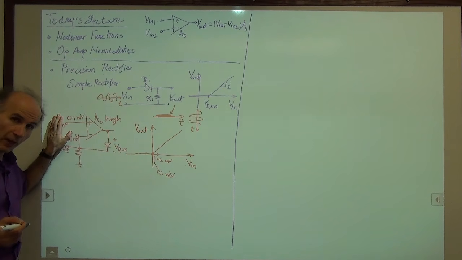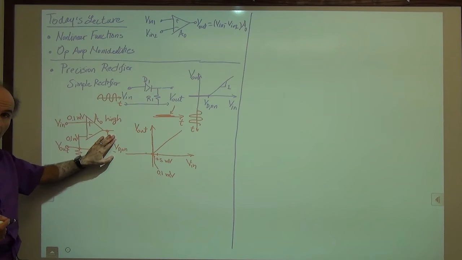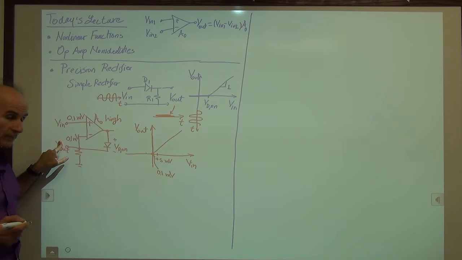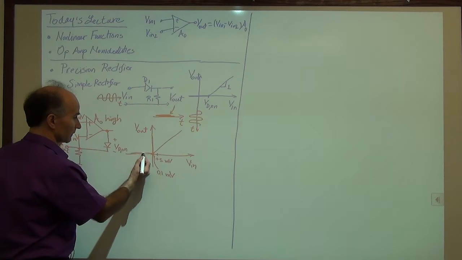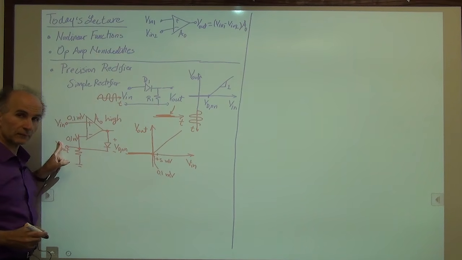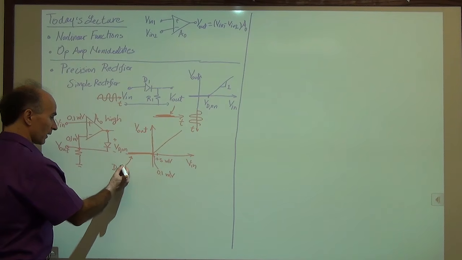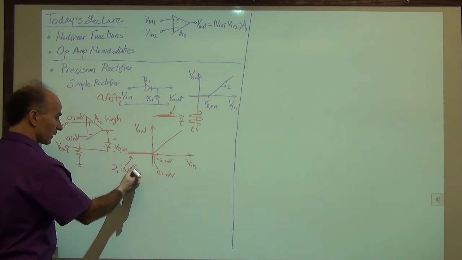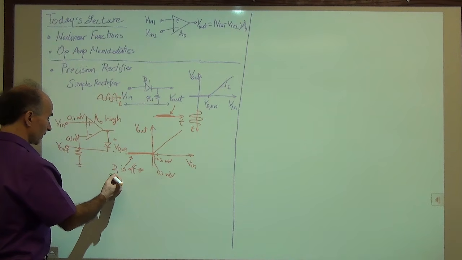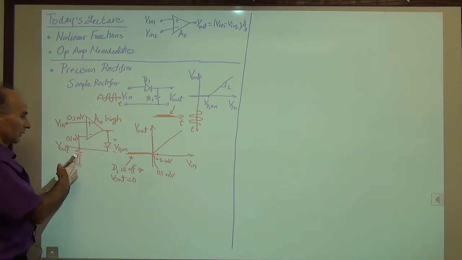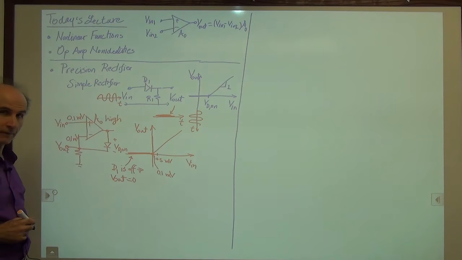So the diode has to be off. If the input is at minus 5 millivolts, the diode is off. If the diode is off, there's no current here. If there's no current here, V out is 0. So V out has to be 0. All right, so here we see that D1 is off, and V out is 0 because there's no current available to flow through this resistor.